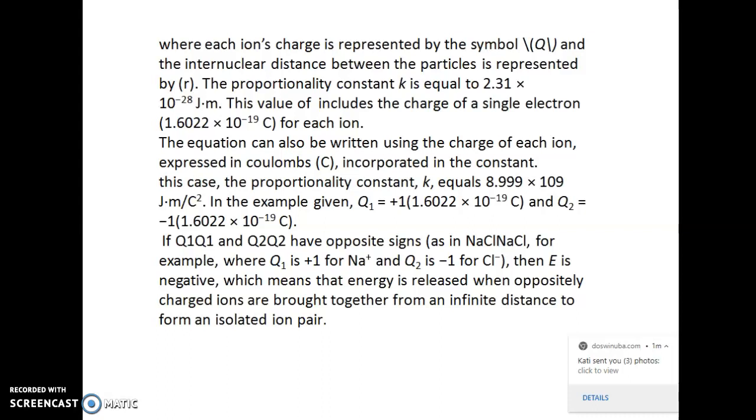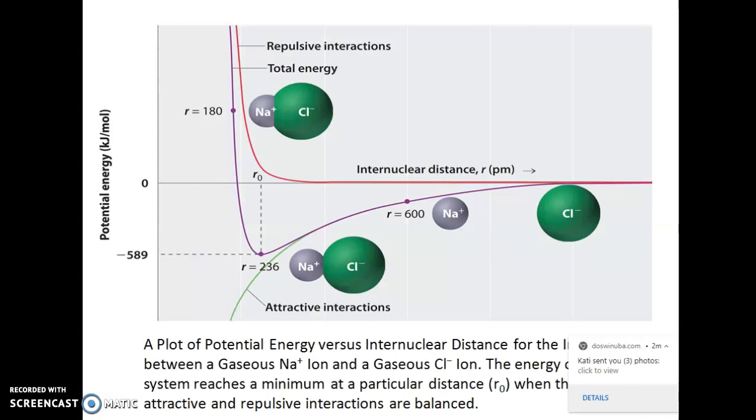So if Q1 and Q2 have opposite signs, as in NaCl, where Q1 is equal to +1 and Q2 is equal to -1 for Na+ and Cl- respectively, then the potential energy E is negative, which means that energy is released when oppositely charged ions are brought together from an infinite distance to form an isolated ion pair. So this is the plot of potential energy versus internuclear distance for the interaction between the gaseous Na+ ion and the gaseous Cl- ion.